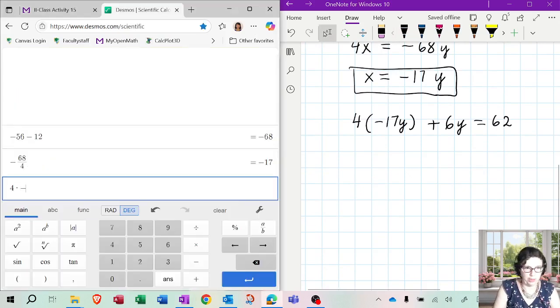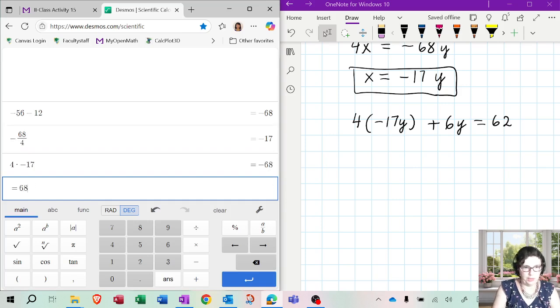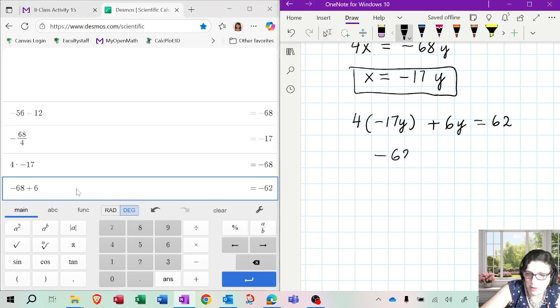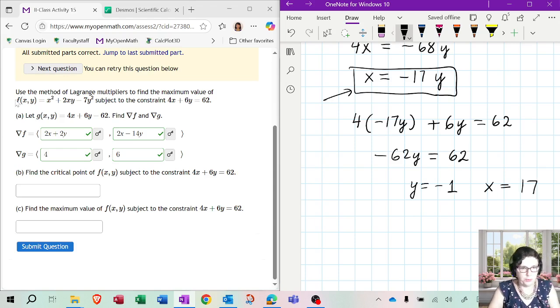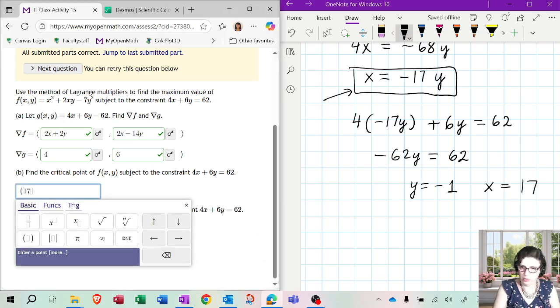So 4 times negative 17, negative 68. Negative 68 plus 6, that's negative 62. Okay, so you get negative 62y equals positive 62, right? And so I think what that means is that y is going to be negative 1. And then x, which we can get from here by substituting negative 1, I think that would be 17. So there's your critical point.